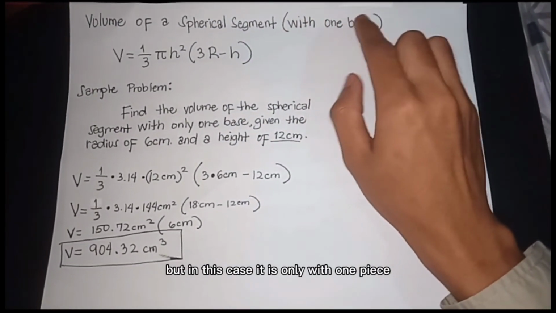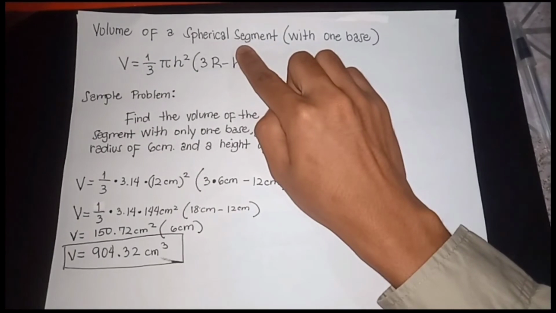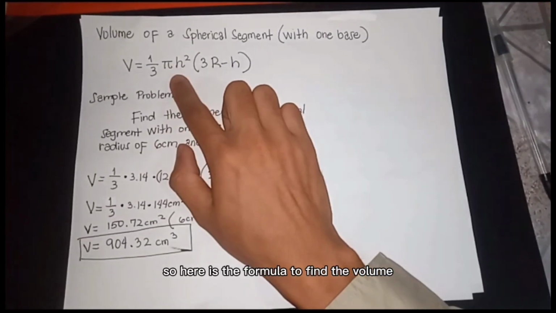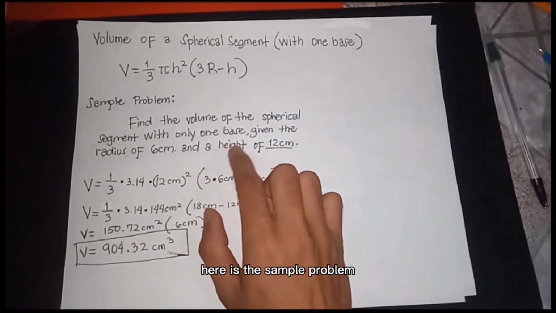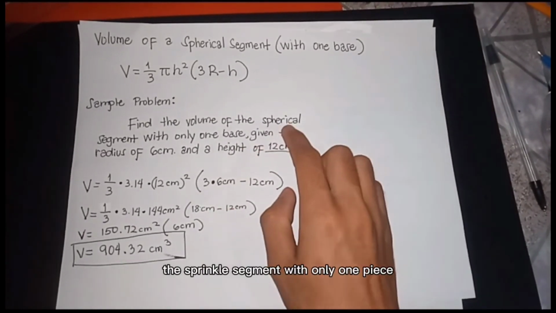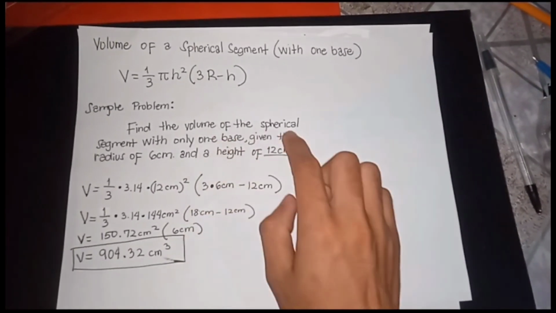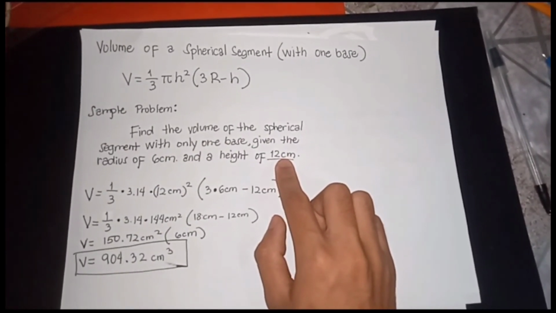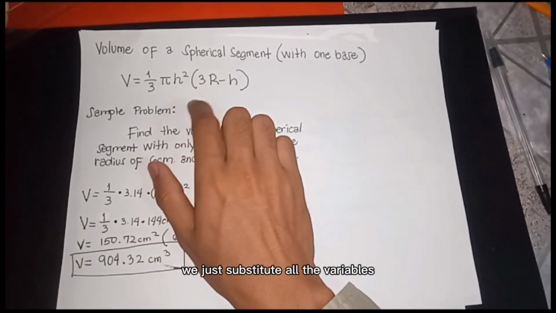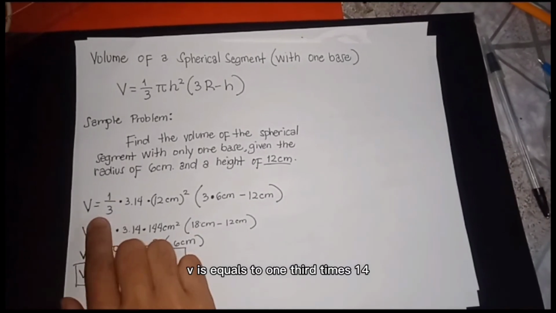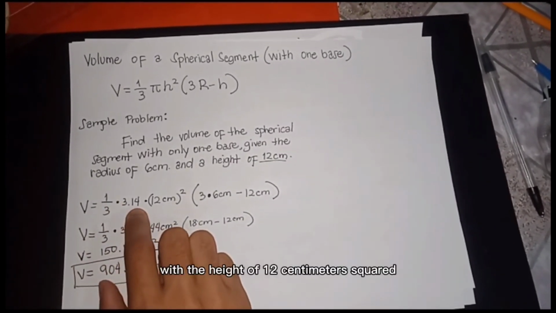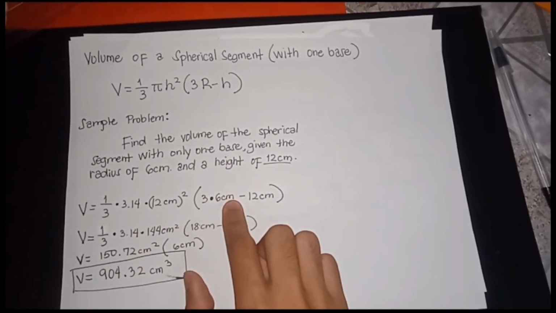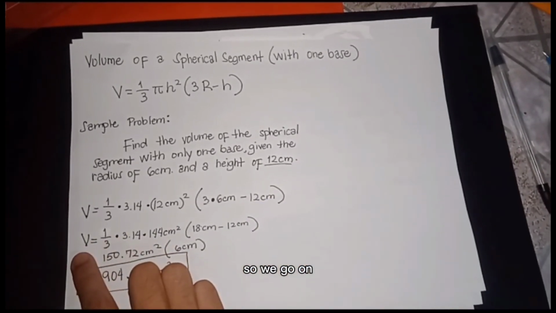So we move on to how to find the volume of a spherical segment, but in this case it is only with one base, which means that the spherical segment is a spherical cap. So here is the formula to find the volume. Here is the sample problem, which states that the spherical segment has only one base, given the radius of 6 centimeters and height of 12 centimeters. With this given formula, we just substitute all the variables. V is equal to 1/3 times pi with a height of 12 centimeters squared times the quantity 3 times 6 centimeters minus 12 centimeters.